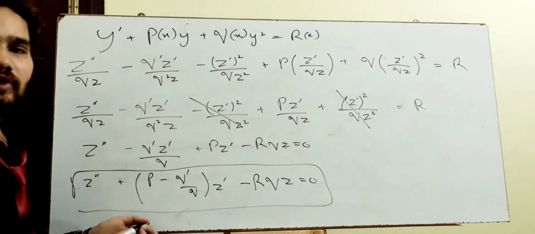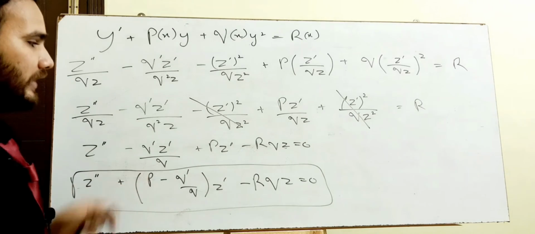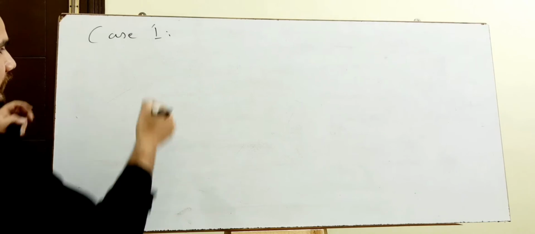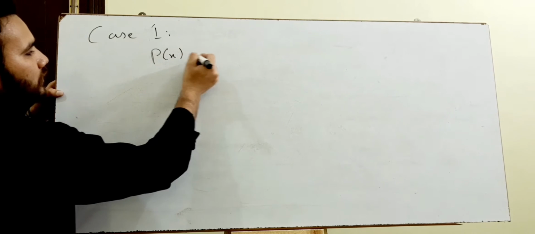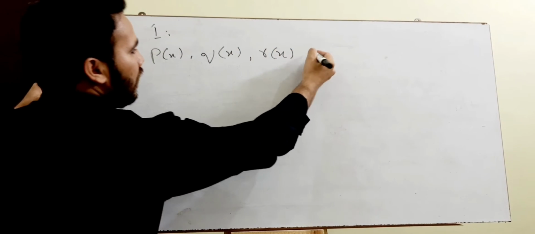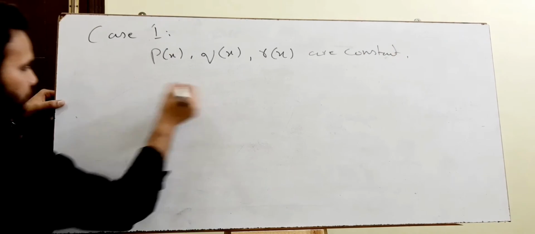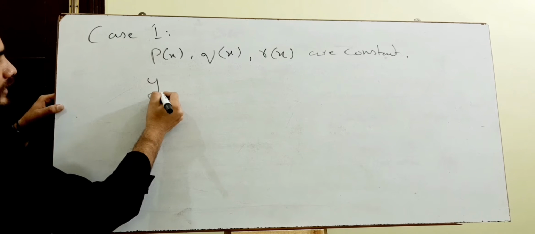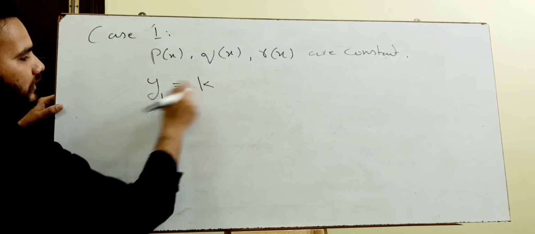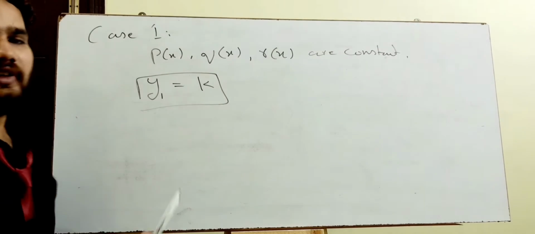So I have shown you three substitutions which will reduce your equations into linear, Bernoulli and second order differential equation. Where p of x, q of x and r of x are constant functions, then we can find particular y1 easily by using this substitution y1 equals to k. This substitution will give us our y1 for further process.